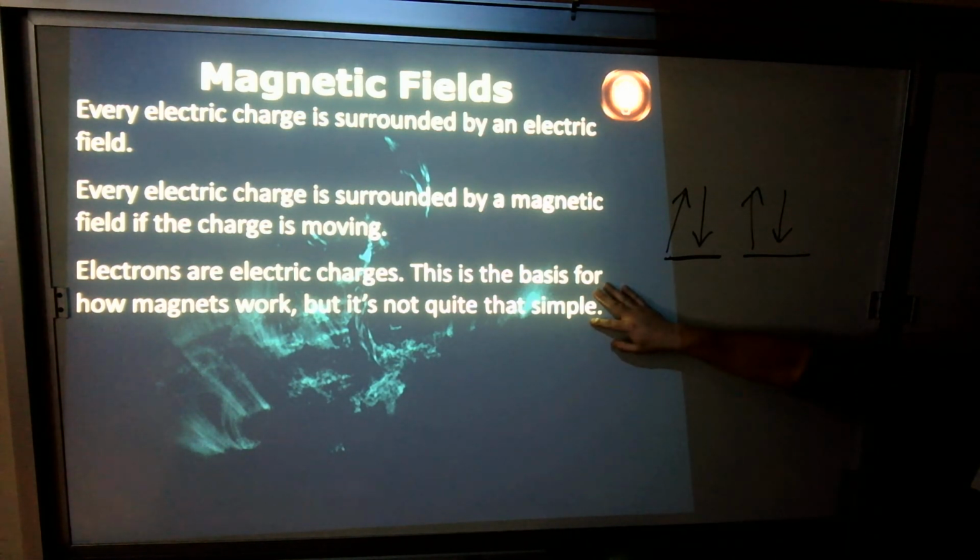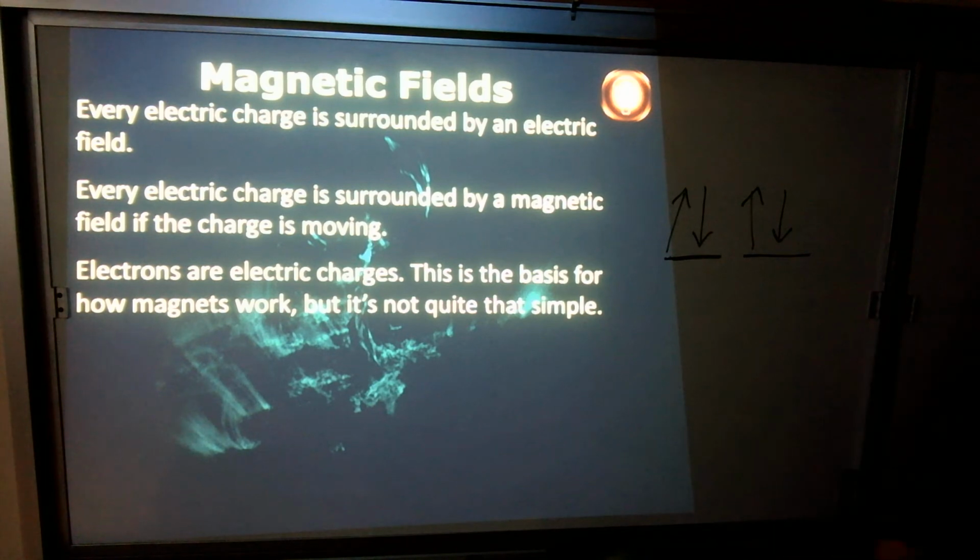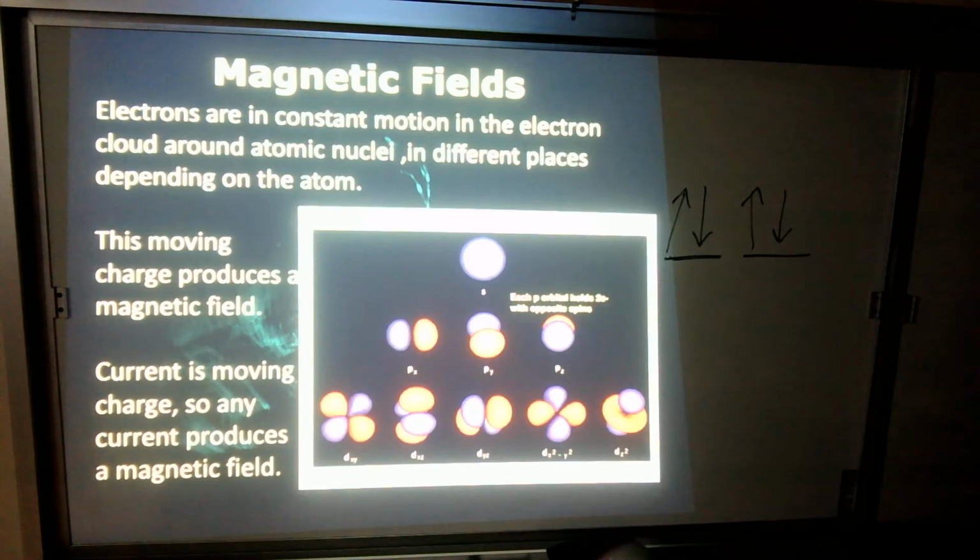So electrons are electric charges, and they do move. They move in any material. That's how magnets work, but it's not quite that simple. It's weird. So let's go find that.